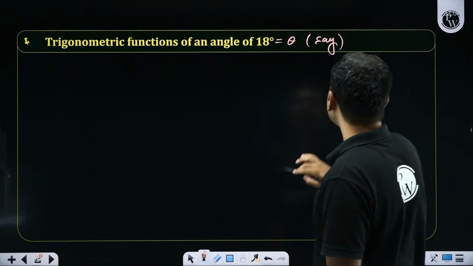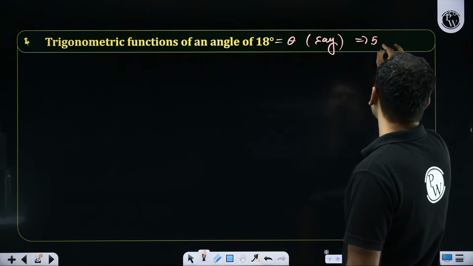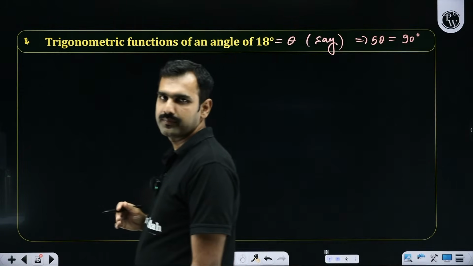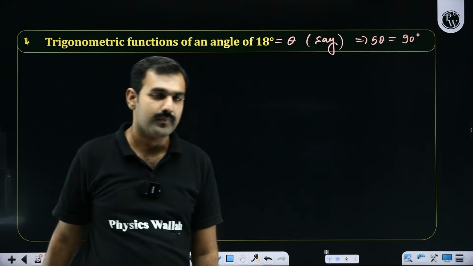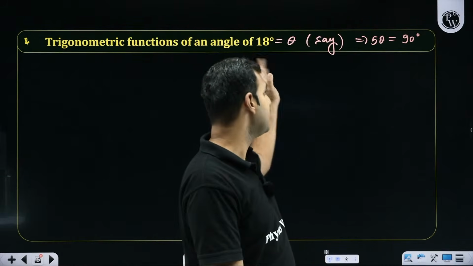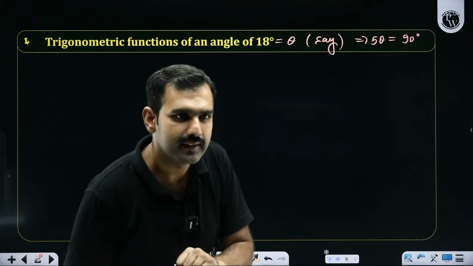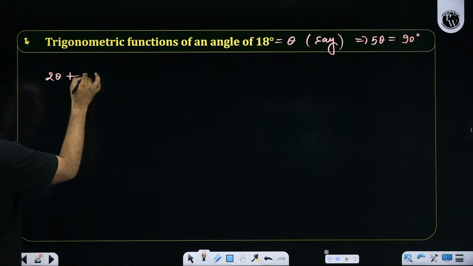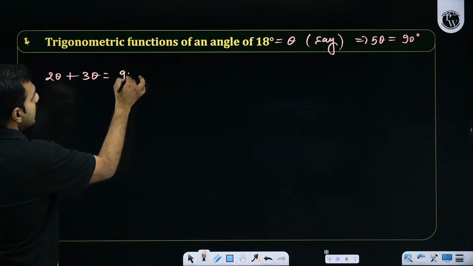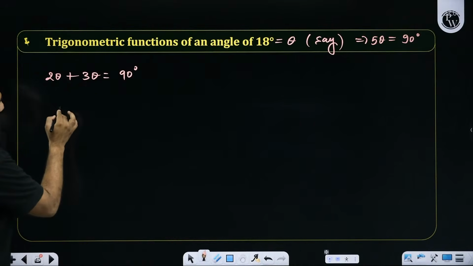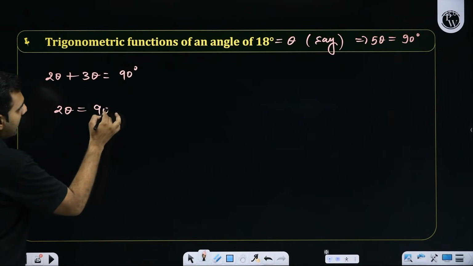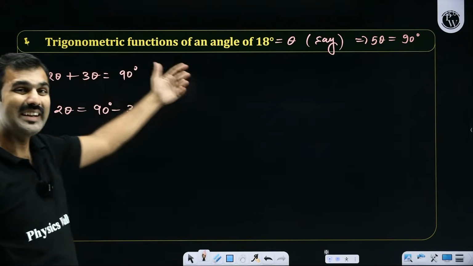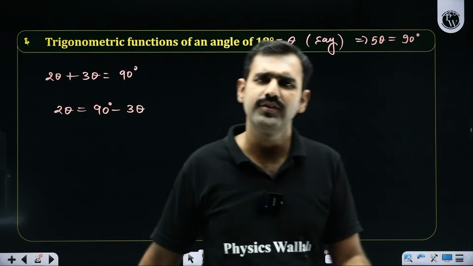If I take theta as 18 degree, don't you think 5 times of it will be 90 degree and the magic will happen now? I repeat, if theta I take as 18 degree, 18 into 5 is 90. So 5 theta will be 90 degree. Can I write 5 theta as 2 theta plus 3 theta, which is clearly 90 degree? Can I say 2 theta is 90 minus 3 theta? Now you tell me, what do you want? You want cos 18 degree, sin 18 degree, whatever you want. So let's find sin 18 degree.